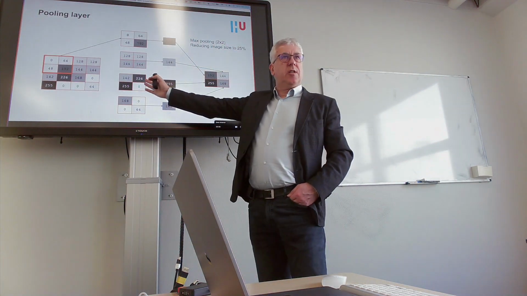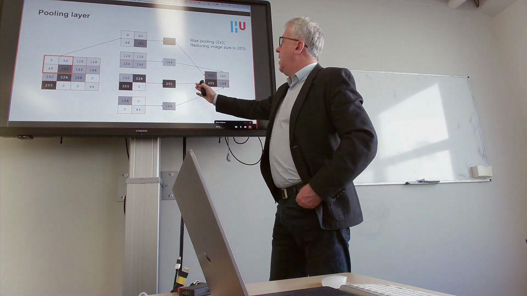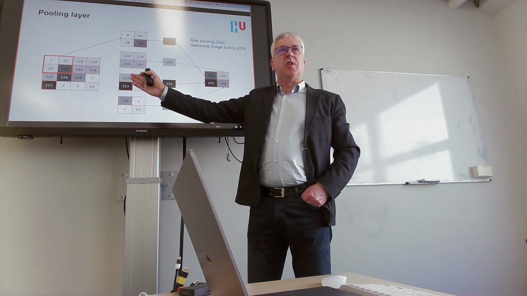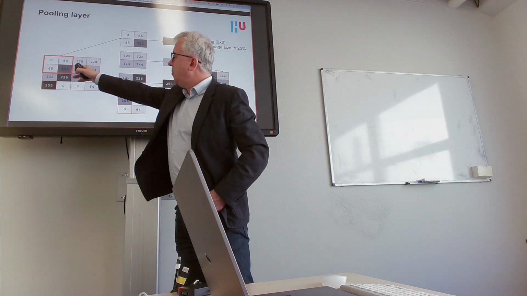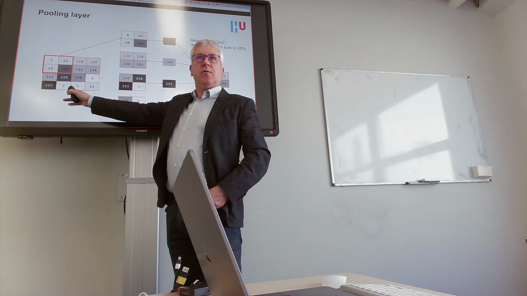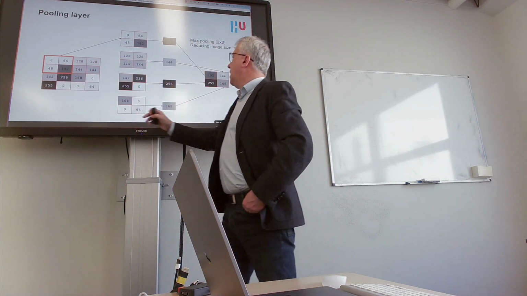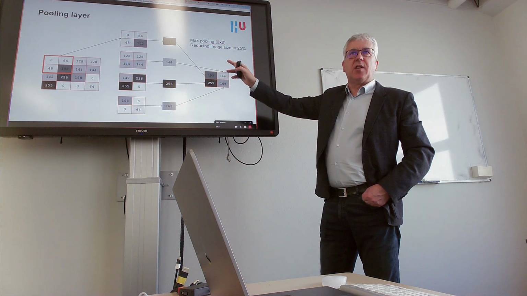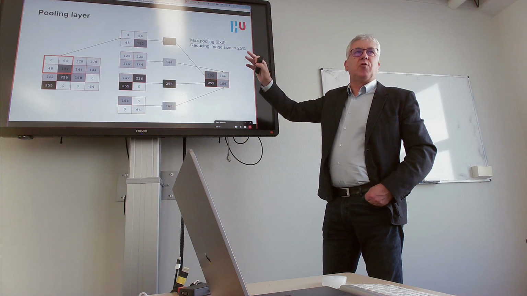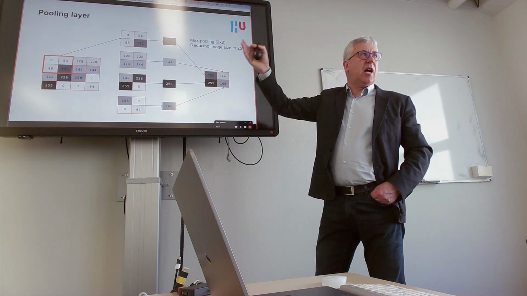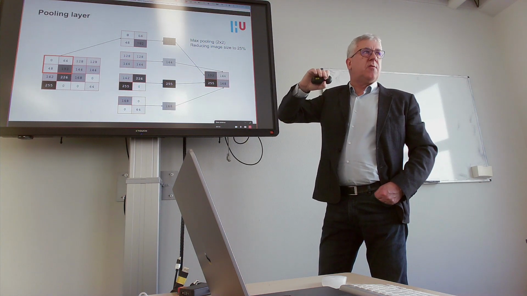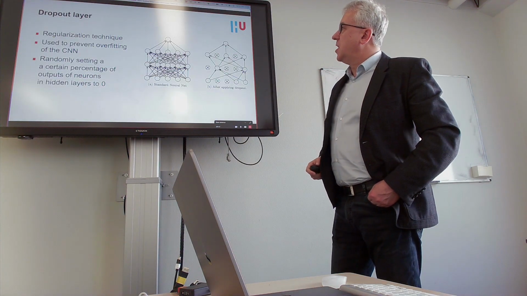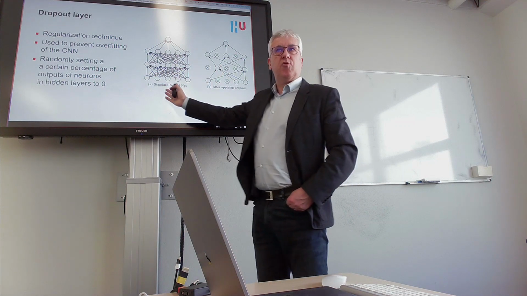We also have pooling layers in a CNN. In fact, this is just subsampling or downsampling, because we have an input here of 4 by 4 pixels, with the pixel values here, and I'm downsampling it to 2 by 2. So I have a reduction to 25% of the original, a downsampling factor of 4. So that's also part of a CNN, and so is the dropout layer.